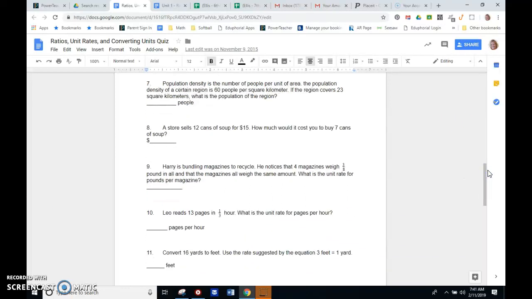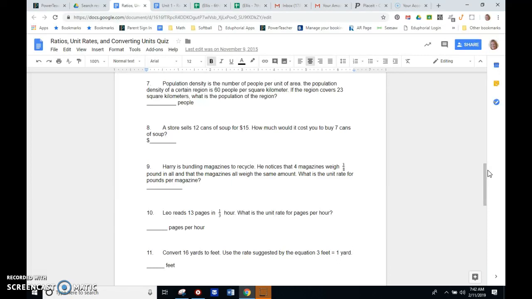Number 7, population density is the number of people per unit of area. The population density of a certain region is 60 people per square kilometer. If the region covers 23 square kilometers, what is the population of the region?